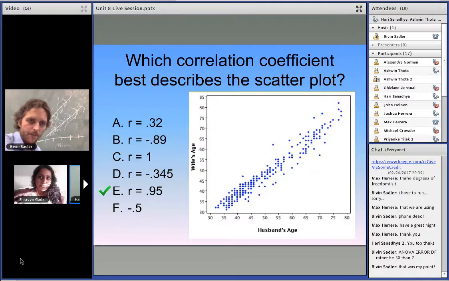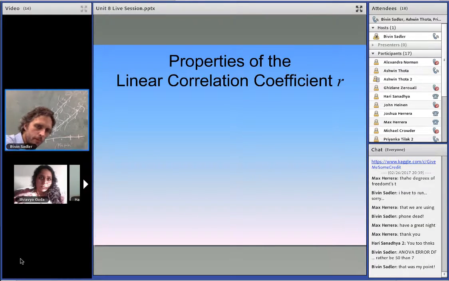D. D looks awesome, right? It's negative correlation. It's not perfect. It's not weak. Somewhere around there. That looks like a little bit stronger, but in the opposite direction. E. And E is the correct answer there. It looks like a pretty tight correlation, and it's certainly positive. You get rid of all the negatives. It's not perfect, but it's very strong. So it's less than 1, but more than 0.32.